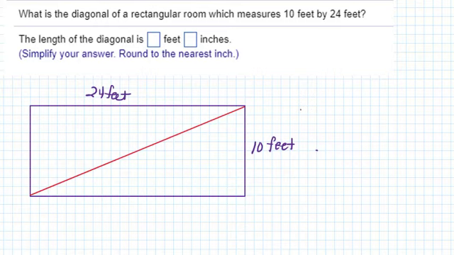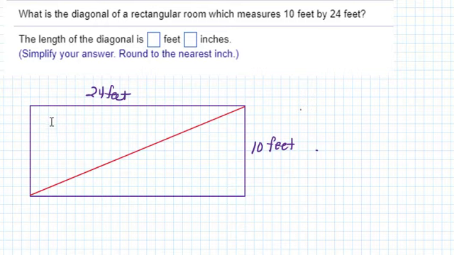In this video, we're going to talk about what's the diagonal of a rectangular room which measures 10 feet by 24 feet. And the challenging part about this is actually the answer is supposed to be given in both feet and inches. So we're going to have to pay attention to that in the end.